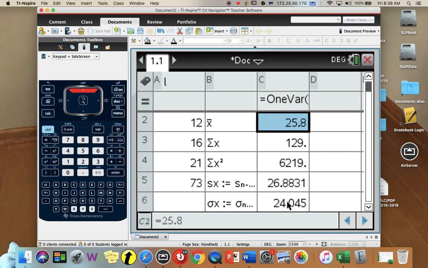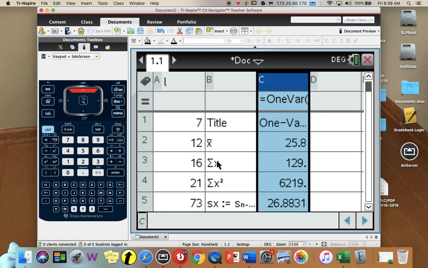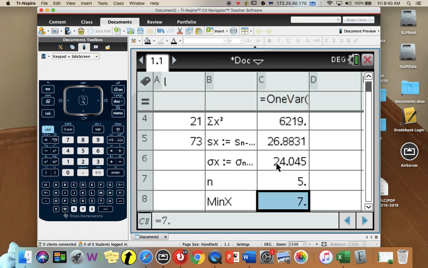But then we look at the standard deviation, and I added my numbers right. It is still about the same. It should be exactly the same, though. What did I do wrong? So 7, 12, 16, 21. Oh, okay. Well, we'll say it's pretty close.